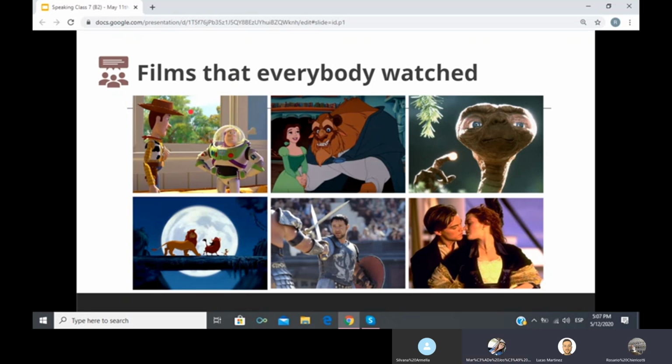Now, can you remember which was your favorite scene or your favorite part of the film and retell it? Okay, I will try. So Toy Story has three movies, sequences. Very good. It's a saga, right?